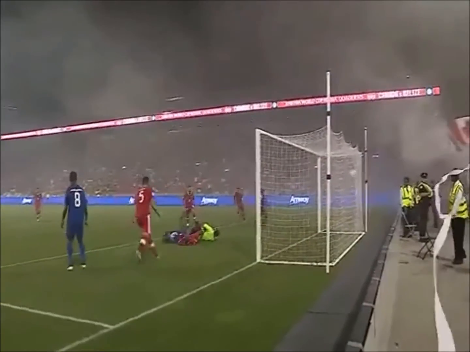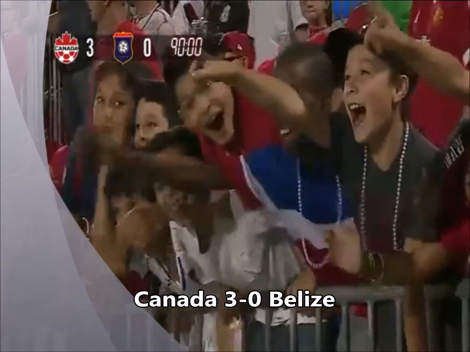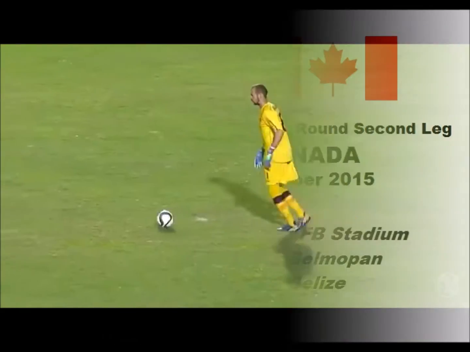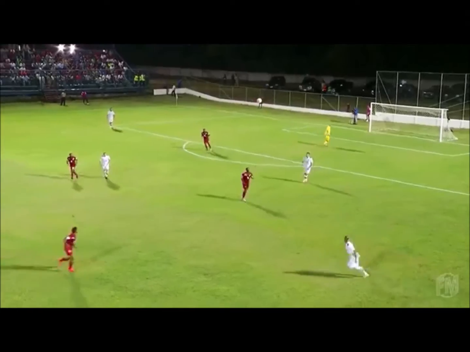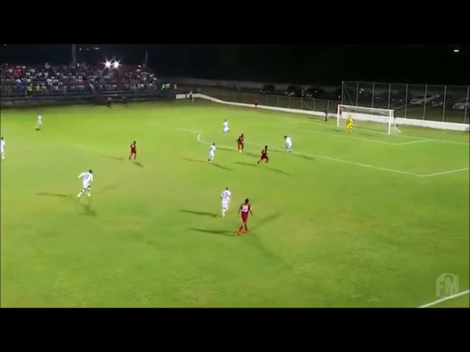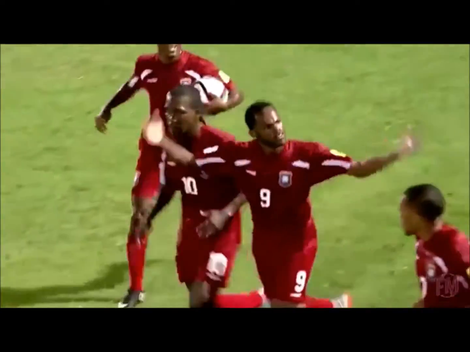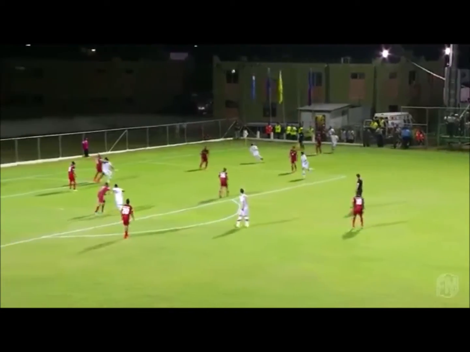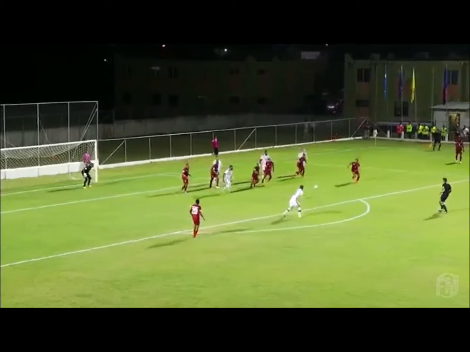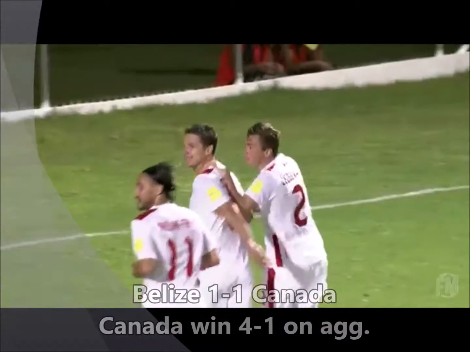Final score, 3-0, going into the second leg, which took place at the FFB Stadium in Belmopan. Belize started the brightest in the 26th minute, when Dion Macaulay took advantage of this goalkeeping error to make it 1-0. On the stroke of half-time, Canada got their equaliser via Johnson, and that was the way it stayed, meaning the final score was 1-1 and Canada winning 4-1 on aggregate.